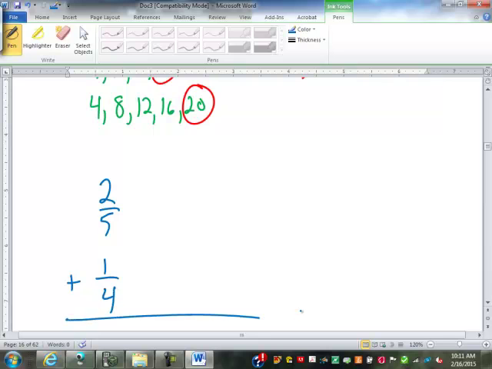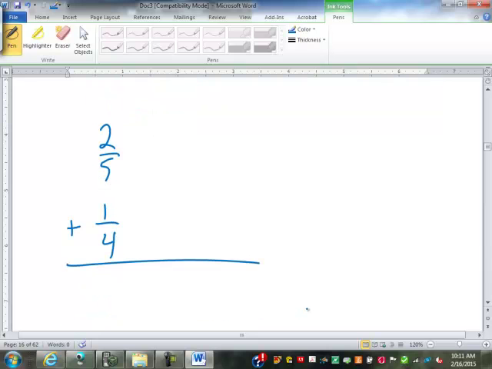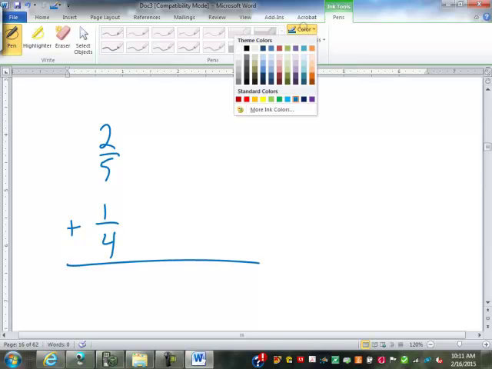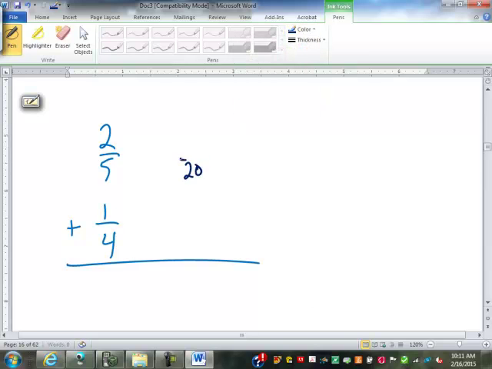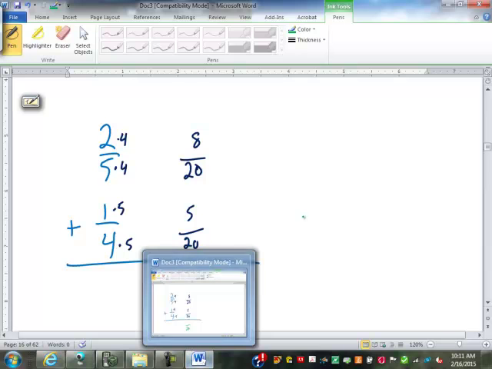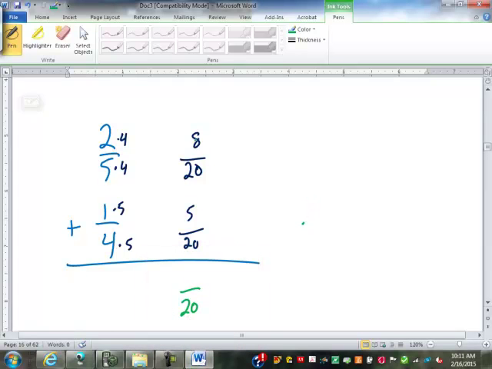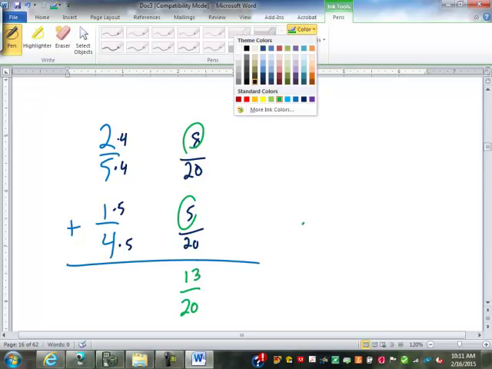So we got 2/5 plus 1/4. I always set up all my additions vertically because that's how I'm used to adding. So now we're going to make our common denominator as 20. What do we multiply 5 by to turn it into a 20? 4. So I have to do 2 times 4 is 8. What do we multiply 4 by to turn it into a 20? 5. So 1 times 5 is 5. Now that they have the same name, we're going to keep the same name, and we're going to combine the counts. 8 plus 5 is 13. So we get 13/20.